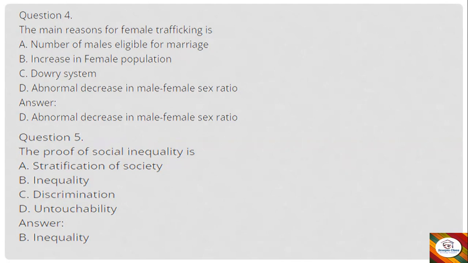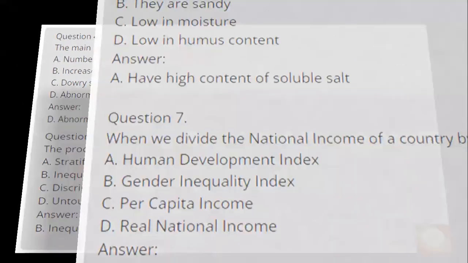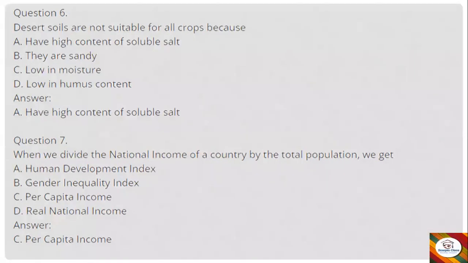Question 5. The proof of social inequality is A. Stratification of society. B. Inequality. C. Discrimination. D. Untouchability. And the answer is option B. Inequality. Question 6. Desert soils are not suitable for all crops because A. They have high content of soluble salt. B. They are sandy. C. Low in moisture. D. Low in humus content. Answer is option A. They have high content of soluble salt.